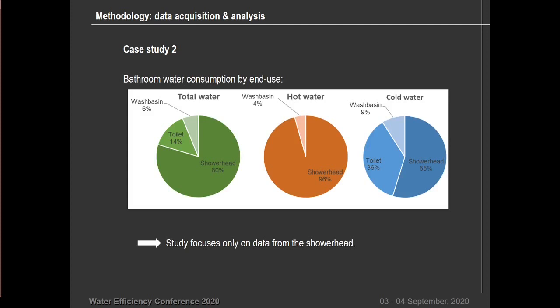Connecting the monitored water consumption data with the voluntary water consumption track in the Portuguese case study allowed us to identify the specific water consumption pattern associated with each bathroom appliance and disaggregate the water consumption by appliance for the total, the hot, and the cold water consumed. Since the consumption of hot water in the other appliances was marginal, this study focuses only on data from the shower head. In fact, looking at here, wash basin hot water consumption represents only 4%, compared to 96% for the shower head.